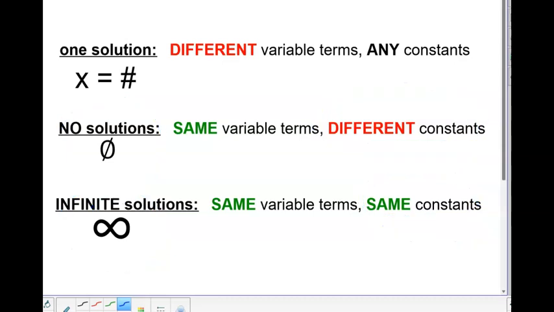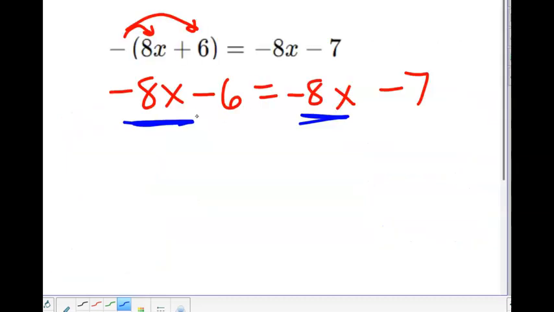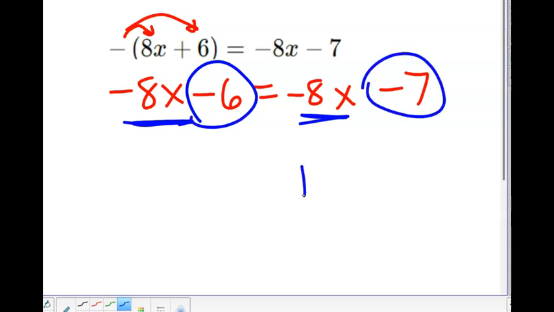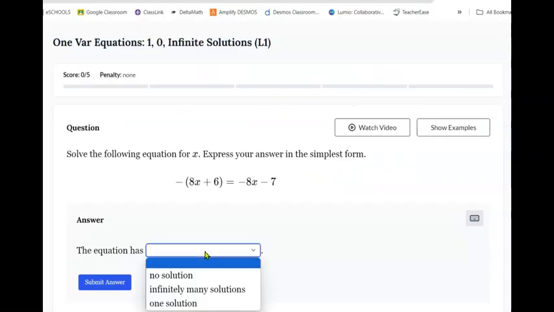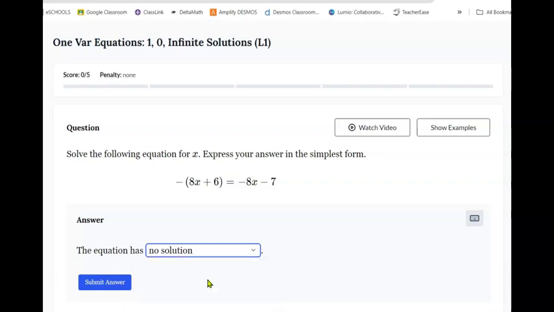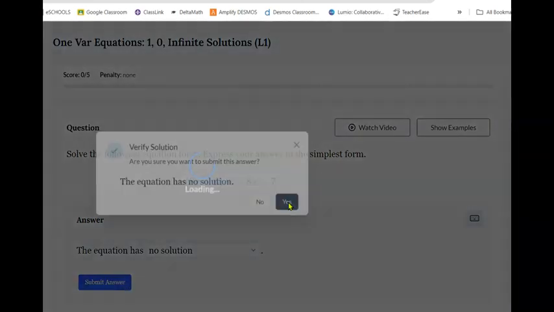So let's go back and take a look at what we have. We have constants that are different. So it's not a perfect match on both sides, so we call that no solutions. So we're going to say that this equation has no solutions. And we're going to submit our answer.